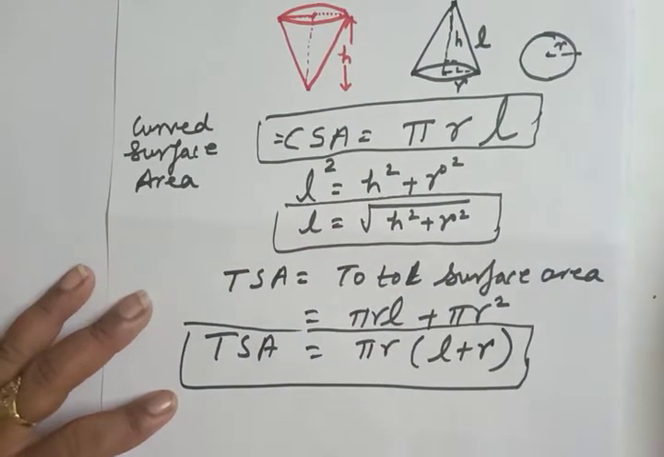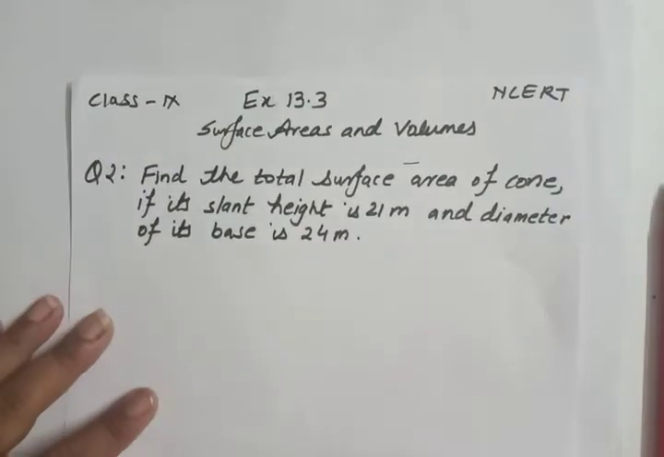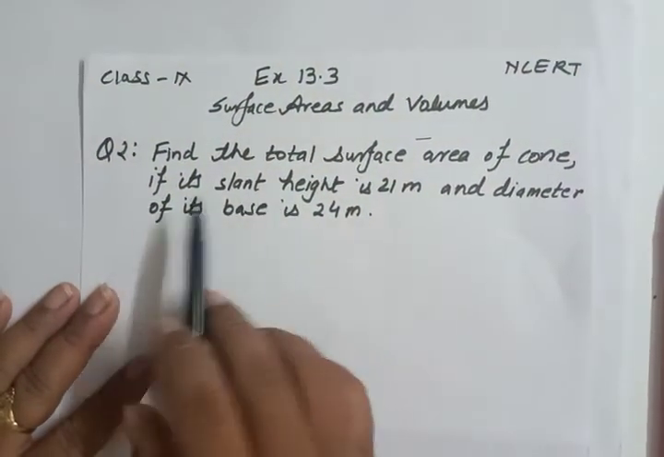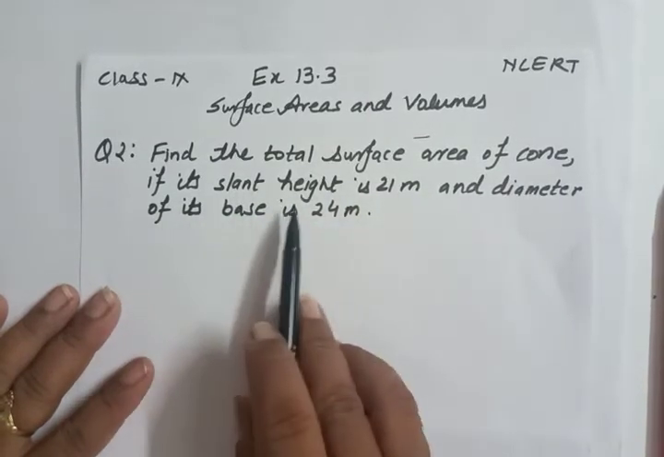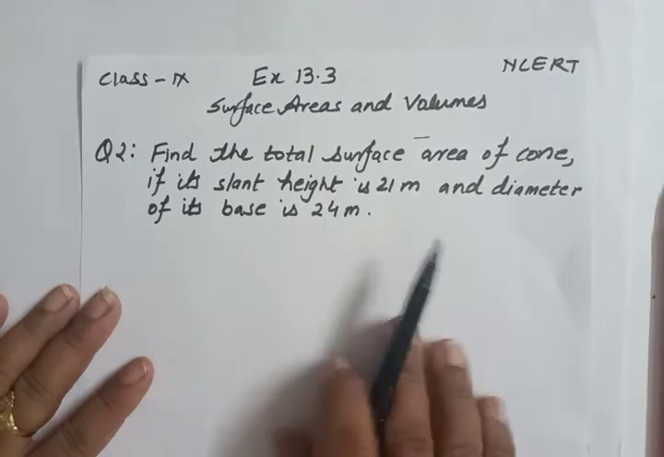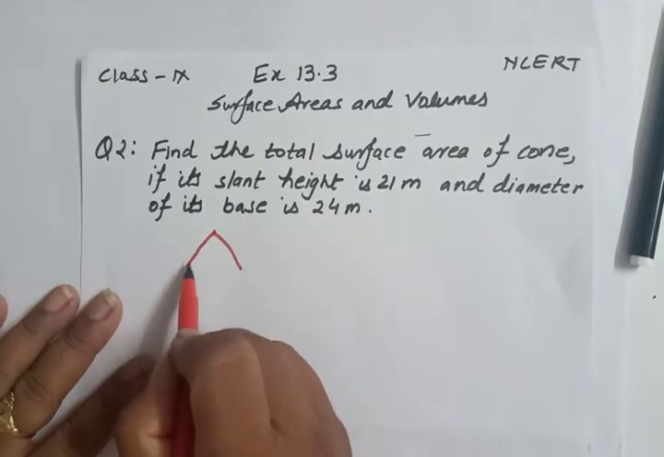So directly proceed to question number 2 of exercise 13.3. Yes, so what is the question? Find the total surface area of the cone if the slant height is 21 meter and the diameter of its base is 24 meter. So let's draw the figure, that is going to be easy for us.